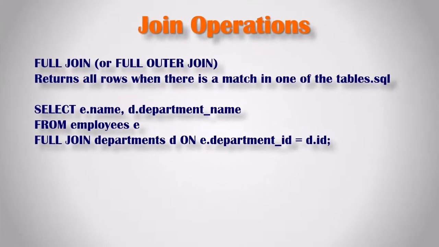Full join, or full outer join, returns all rows when there is a match in one of the tables. SQL: SELECT e.name, d.department_name FROM employees e FULL JOIN departments d ON e.department_id = d.id.